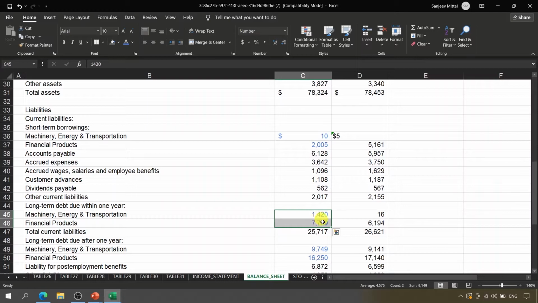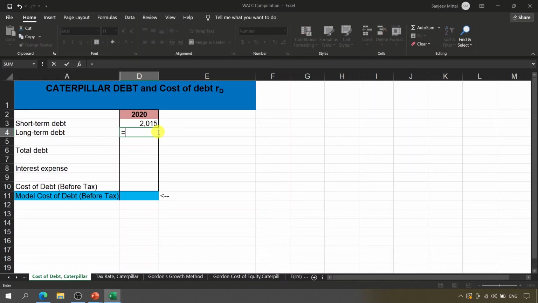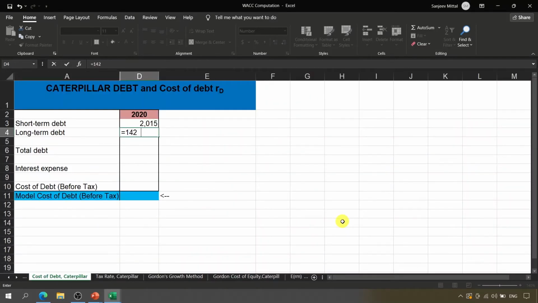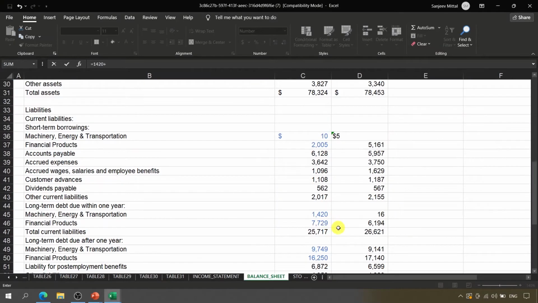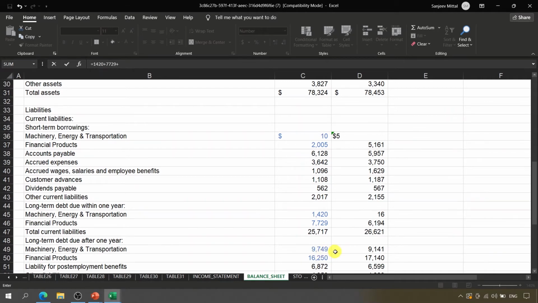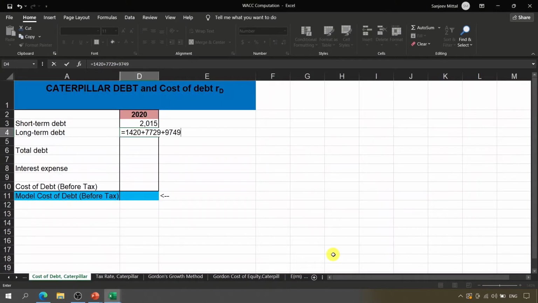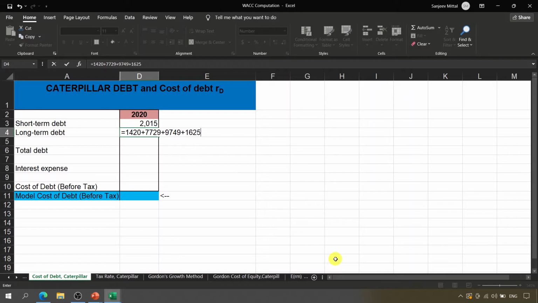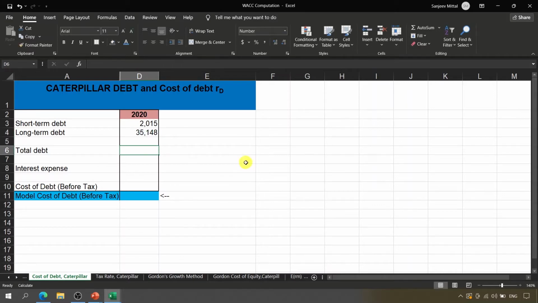So if I use these numbers and I try to write it inside our long term debt, you can simply say that it's the part of long term debt. So it would be better to represent it inside the long term debt, which is 1420. And then if I add 7729, it's 7729, and after that we can simply say it's 9749, and lastly we can see our long-term debt is 16,250, so it's 16,250. So if we add all of these, we get our long-term debt.